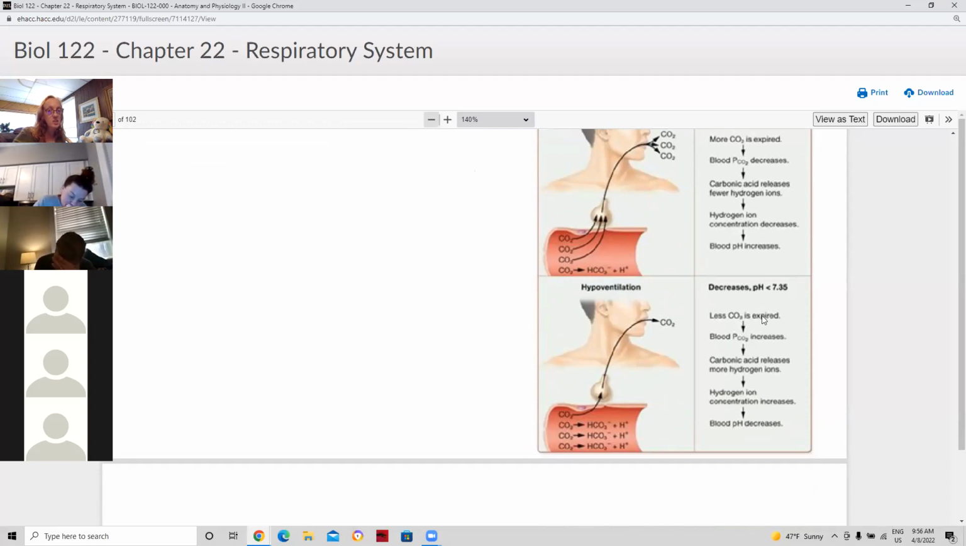Less CO2 is expired. The blood carbon dioxide level increases. Carbonic acid is going to release more hydrogen ions, because if you've got more carbon dioxide, you're going to have more carbonic acid. If you have more carbonic acid, you have more hydrogen ions. The hydrogen ion concentration is going to increase, resulting in a decreased blood pH, meaning it's becoming more acidic.